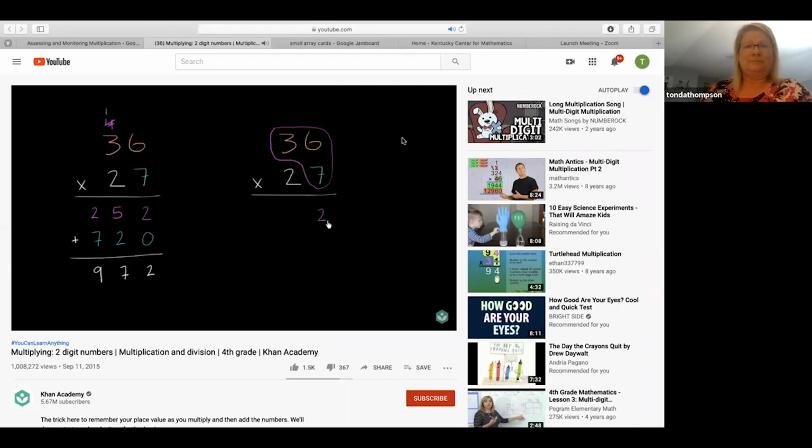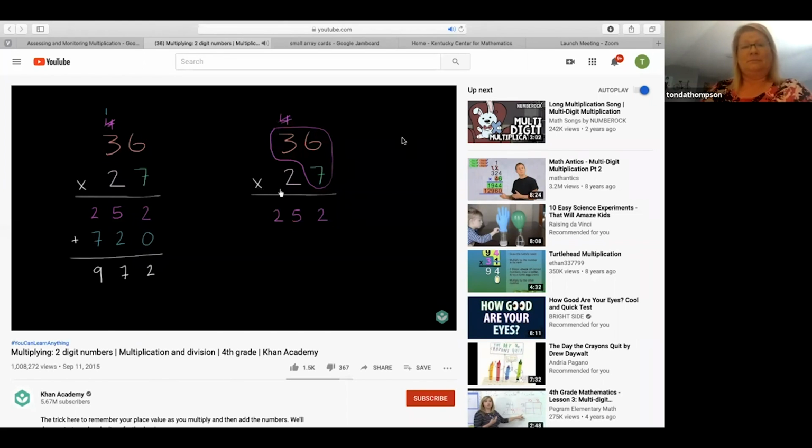We would write the 2 in the ones place, and then the 40 we can write in the tens place. This 4 represents 40. 7 times 30 is 210, plus 40 is 250. And we already had that 2 in the ones place, so we get 252. 36 times 7 is 252. Now let's clean this up.